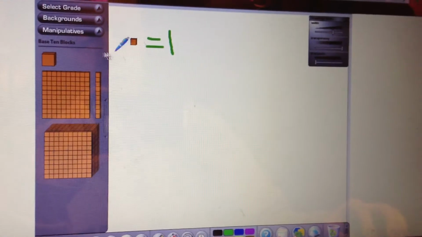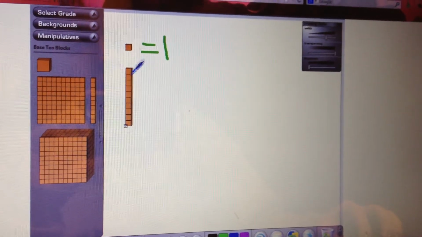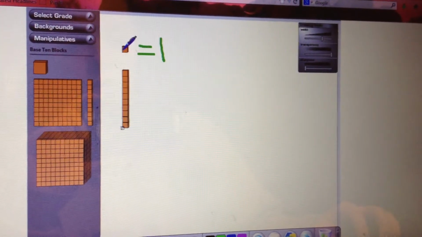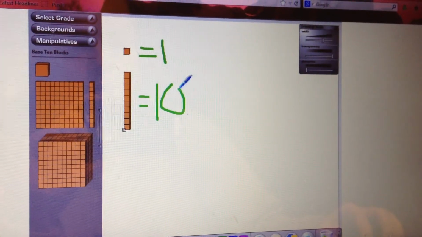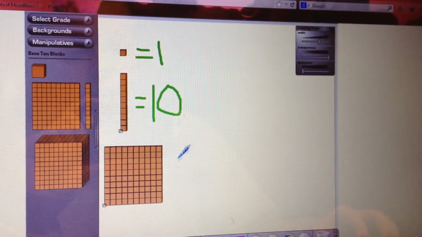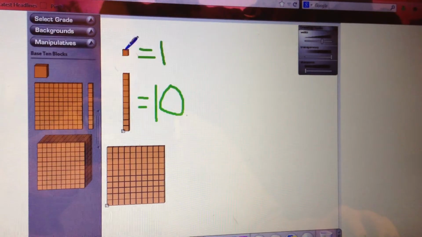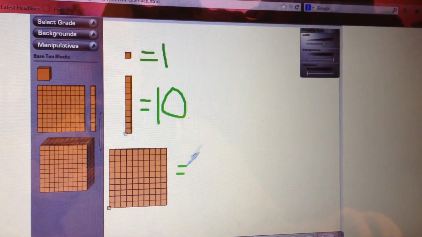And from that, we can gather that this long, as we call it, equals and is made up of 10 small units. Therefore, a long equals 10. And this is called a flat. It's made up of 10 longs, which equals 100 of the small units. So a flat equals 100.